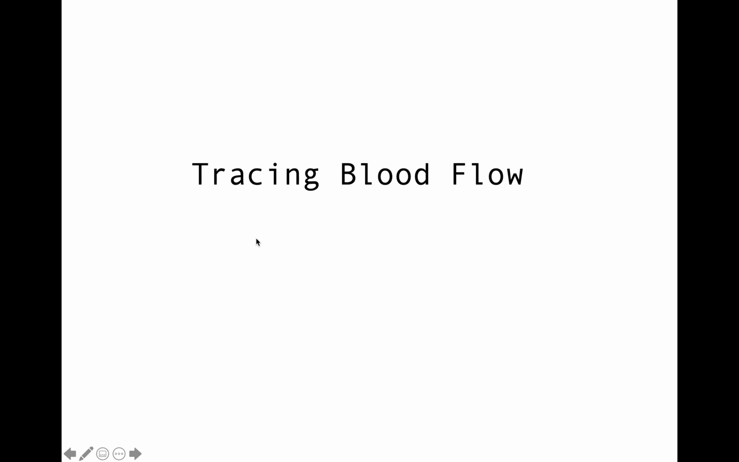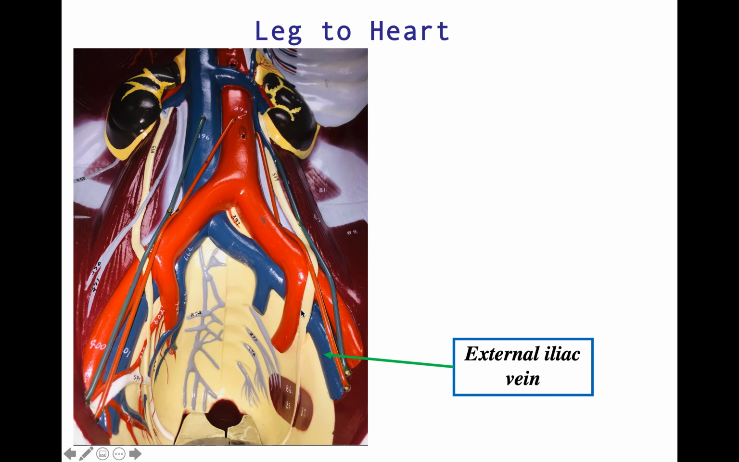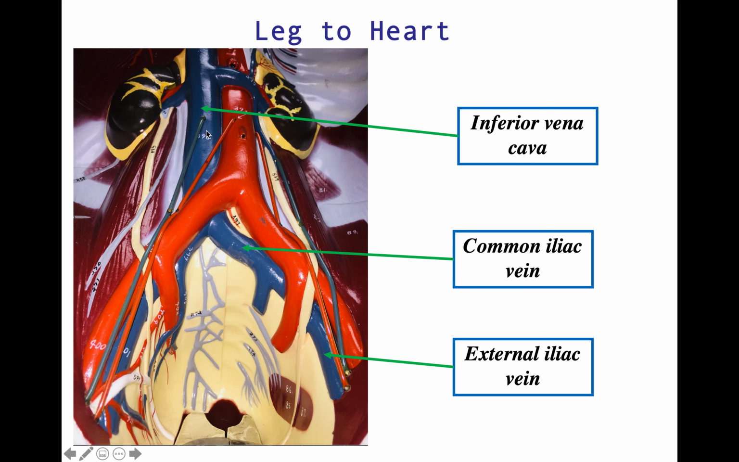So the femoral vein passes through the obturator foramen. Okay, we then become the external iliac vein, common iliac vein, and then the inferior vena cava. Okay, so same thing's happening on the right. External iliac vein, common iliac vein, two common iliacs merge to form the inferior vena cava, and again we know that goes back to the right atrium and goes back to the heart.